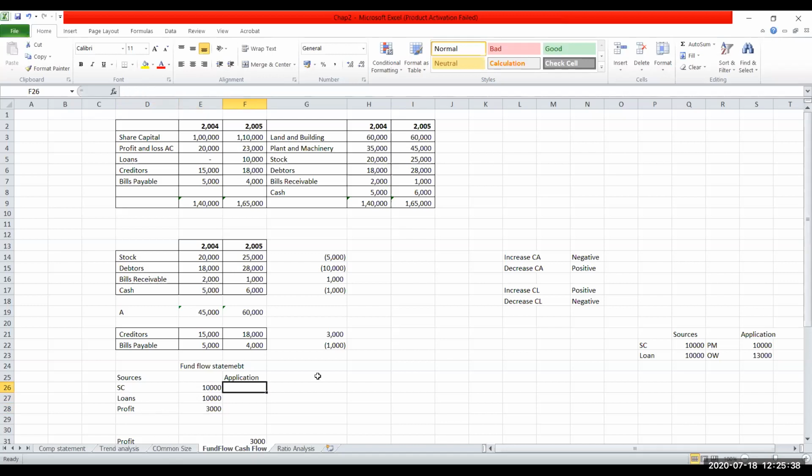Then application of fund. So what is happening with application of fund now? We will not think about current assets and current liabilities, because for current assets and current liabilities, these numbers and these numbers we have already taken actually. We have already done the statement, and we say 13,000 is your net amount.